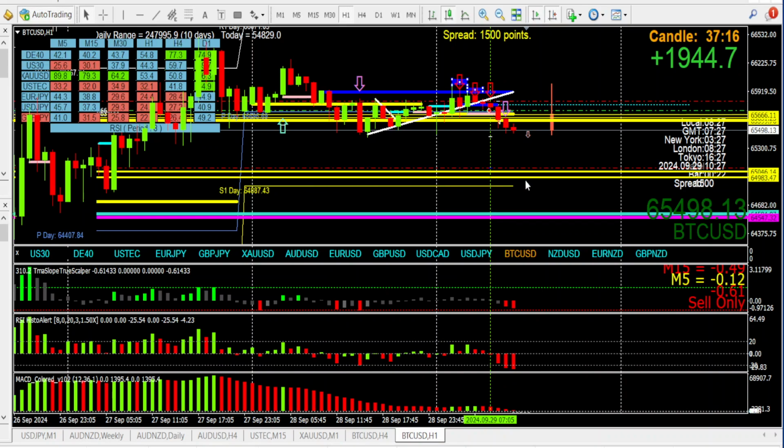So H1, these are some of Dean's lines here. It's a monthly MN1 high, and the old resistance has failed to hold as support. Things like that. Everything on my charts is there for a reason.